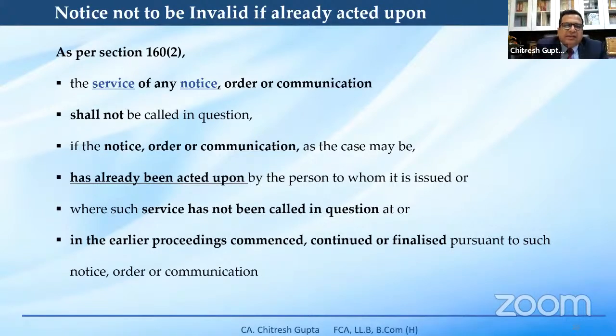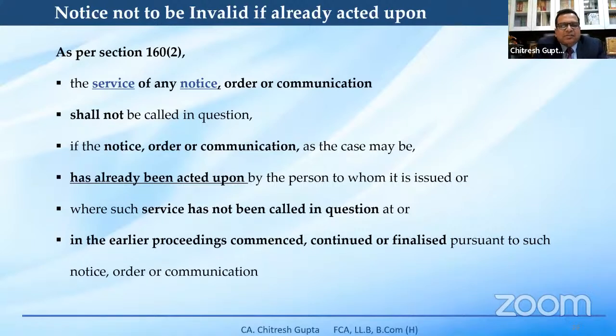Now, the next is: notice not to be invalid if already acted upon. We have section 160 subsection 2, which says that the service of any notice, order, or communication shall not be called in question if the notice, order, or communication has already been acted upon by the person to whom it is issued, or where such service has not been called in question in an earlier proceeding commenced, continued, or finalized pursuant to such notice, order, or communication. This is a very important section.